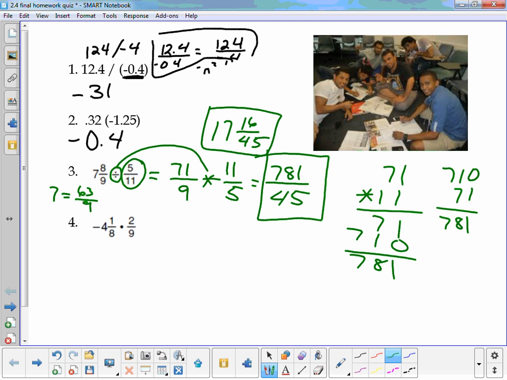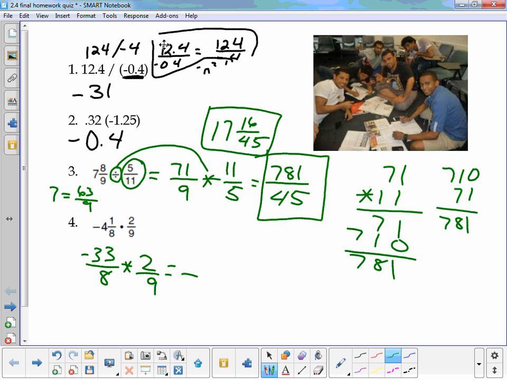All right, last one. Is our product here going to be positive or negative? It has to be negative because our signs are opposite. Okay, we should have negative 33 over 8, and we're multiplying that by 2 over 9. Is that correct? Okay, so I'm already going to put my answer negative, and hopefully we had kids that simplified before they multiplied here. Okay, hopefully we did.